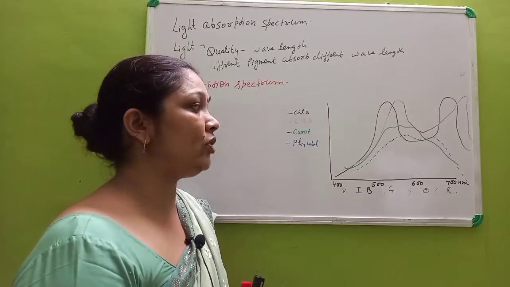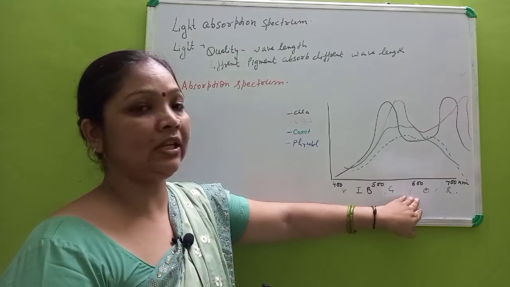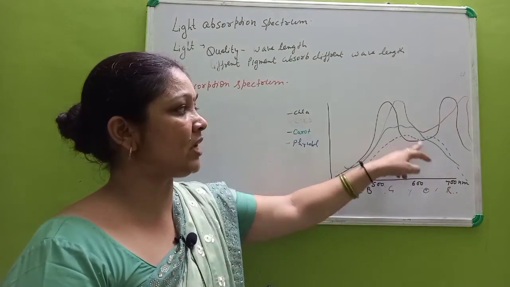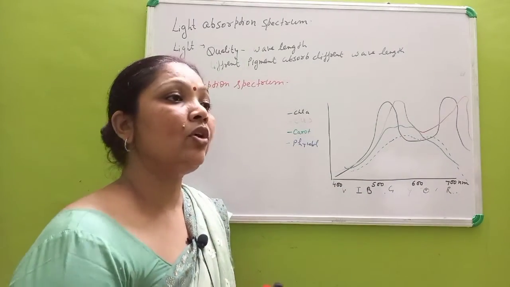Now if we talk of carotenoid, its peak will appear between the green and yellow color. And phycobilin will also show the same peak, between green and yellow color.